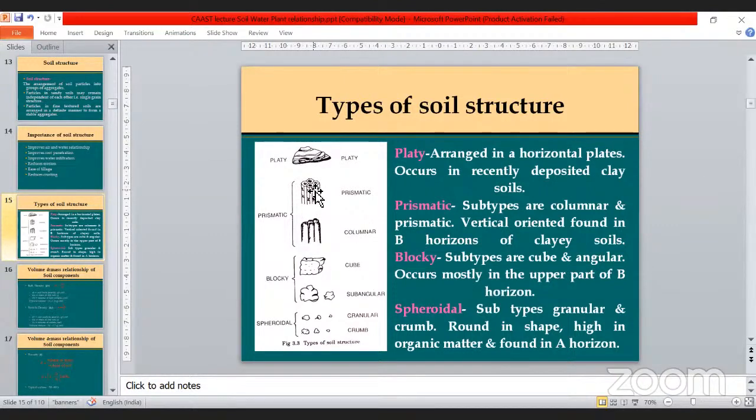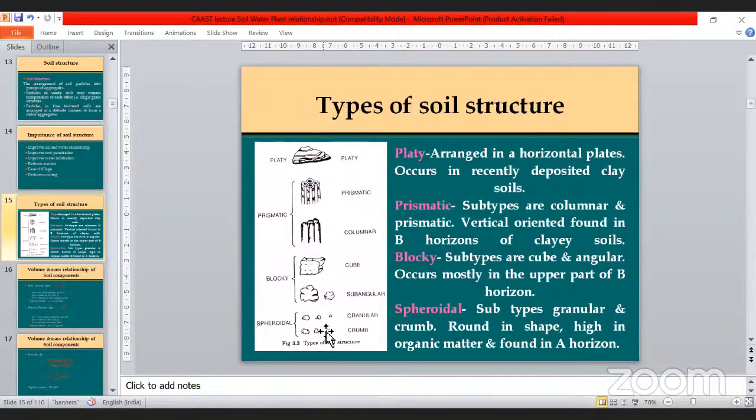Then prismatic, which is a columnar structure, piled in a vertical way, not in a horizontal way. Columnar is a subtype, having vertical orientation, found in the horizons of clay soils, which can drain a little more than the platy one. In the blocky structure there are cubes. These are angular and occur mostly in the upper parts of the B horizon because it is nearer to the organic matter. It is a cube-like structure where you can have a little bit of friability.